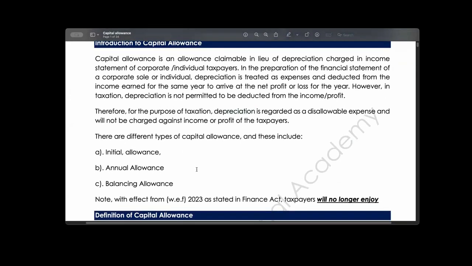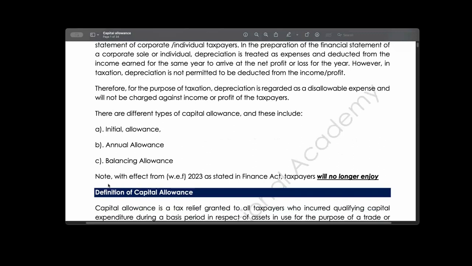And I told you, expectedly, that we have some types of capital allowance. One of the types of capital allowance is the initial allowance, the annual allowance, and we could say balancing allowance.